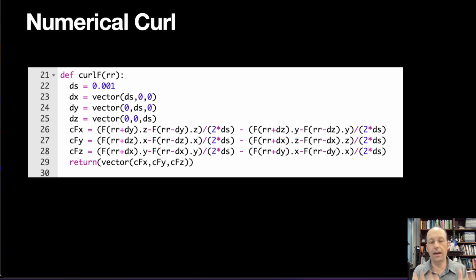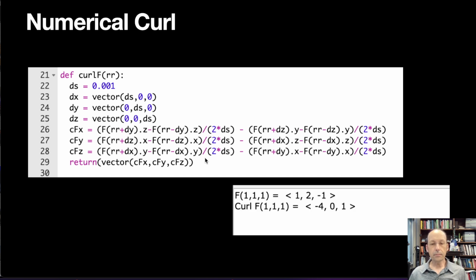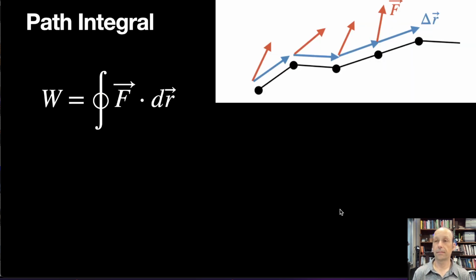I don't know what that means. That's the x component of the curl, I guess. And there you go. So if I take the function f at 1, 1, 1, I again get 2, 1, 2, negative 1. The curl of that gives me a vector negative 4, 0, 1. So it seems to work. Okay, so that was divergence, gradient, and curl.